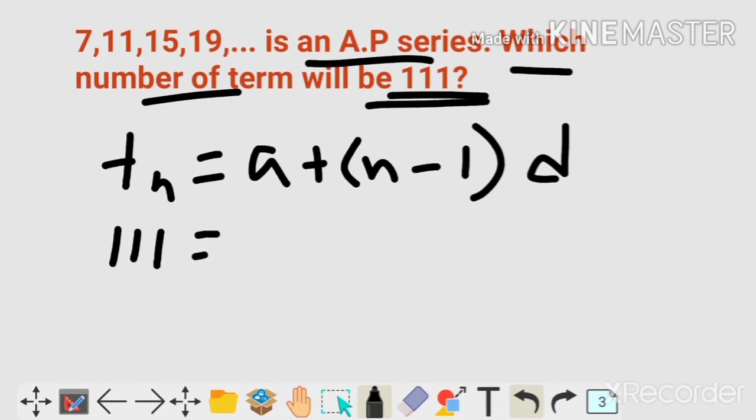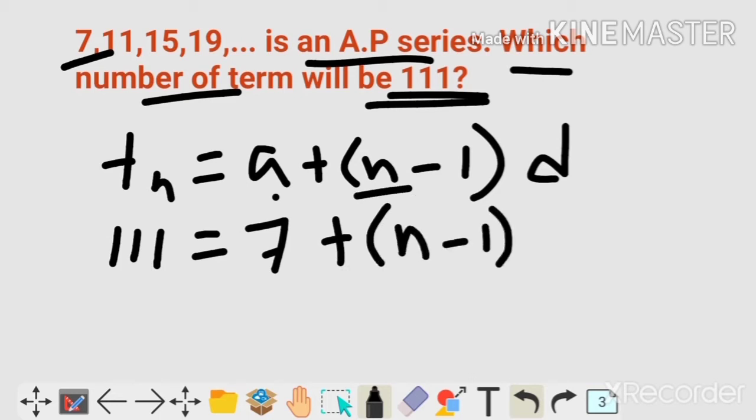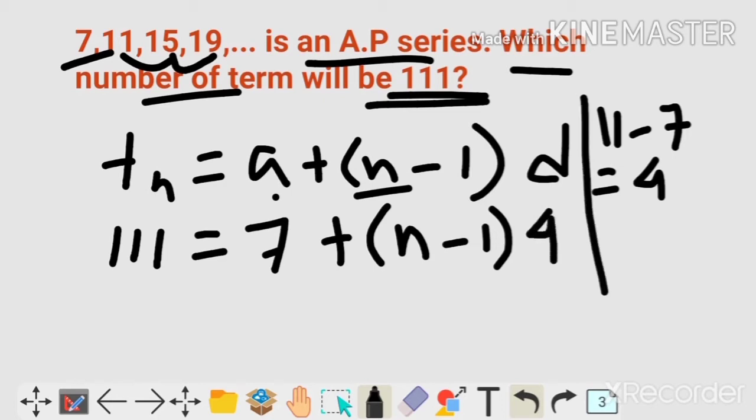Okay. Now A means the first term. So here the first term is 7, so A equals 7. Now we find out the value of n, so we'll put n minus 1. Okay. Now D means the common difference. So if you look at the series here, 11 minus 7 equals 4. Similarly 15 minus 11 equals 4, and 19 minus 15 equals 4. So the common difference is 4.